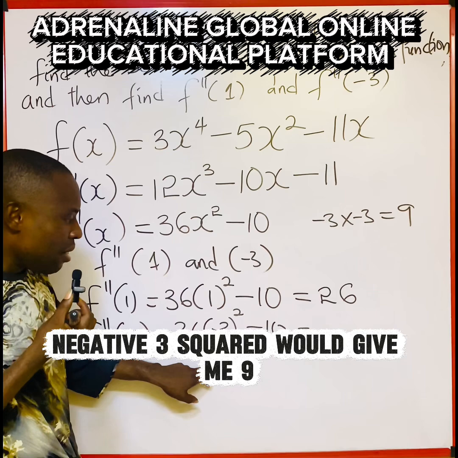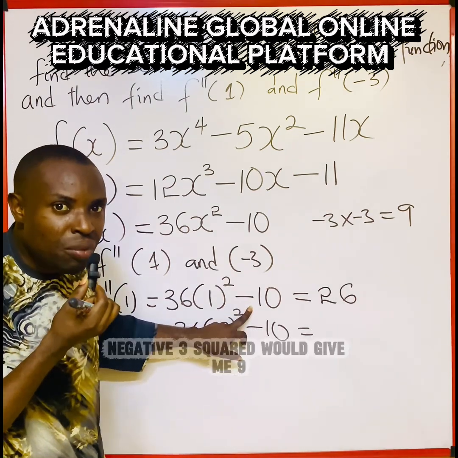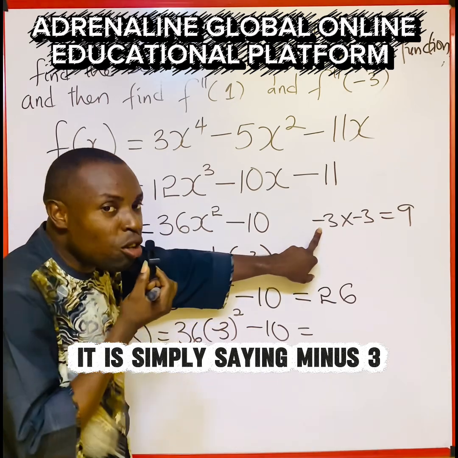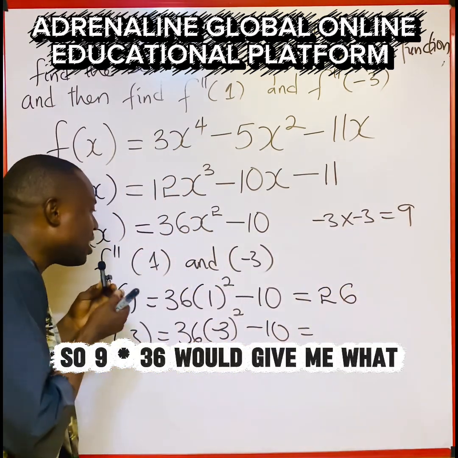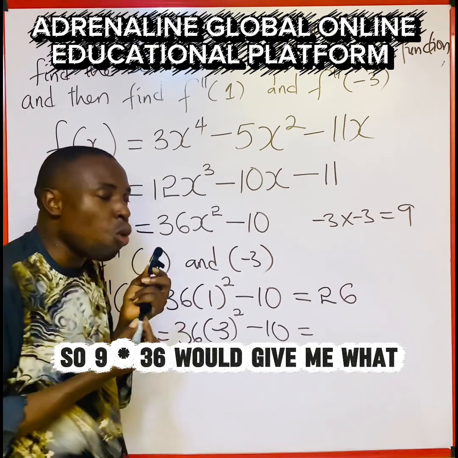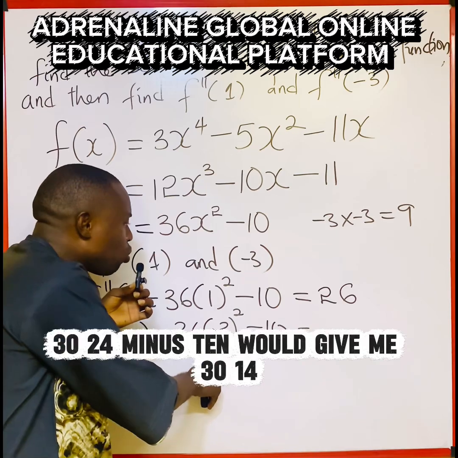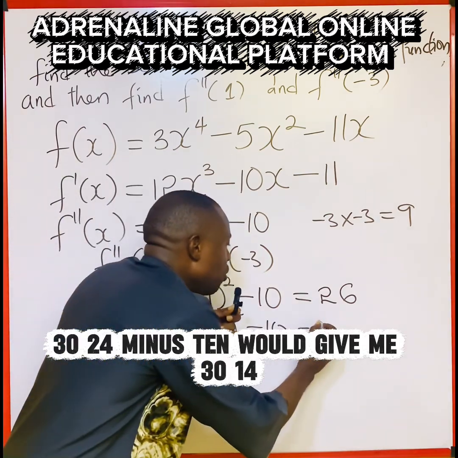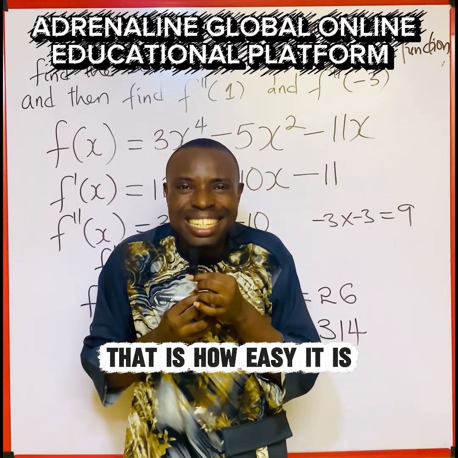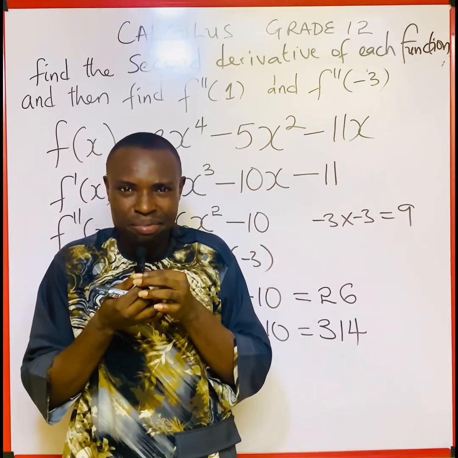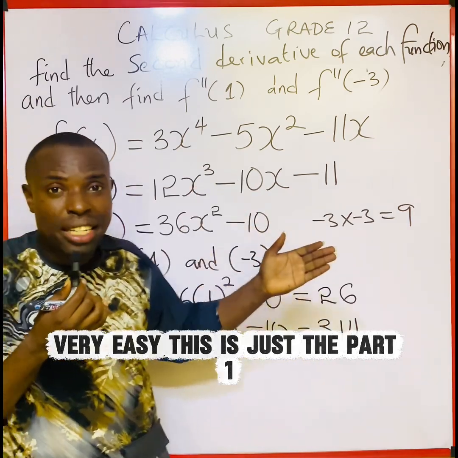Now, negative 3 squared would give me 9. It is simply saying minus 3 multiplied by minus 3 would give me 9. So 9 times 36 would give me what? 324. 324 minus 10 would give me 314. That is how easy it is. Very easy. This is just the part 1.